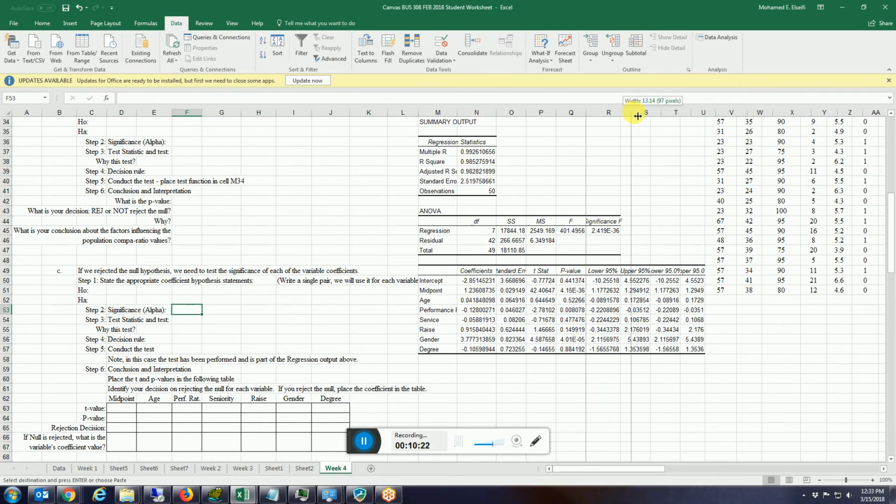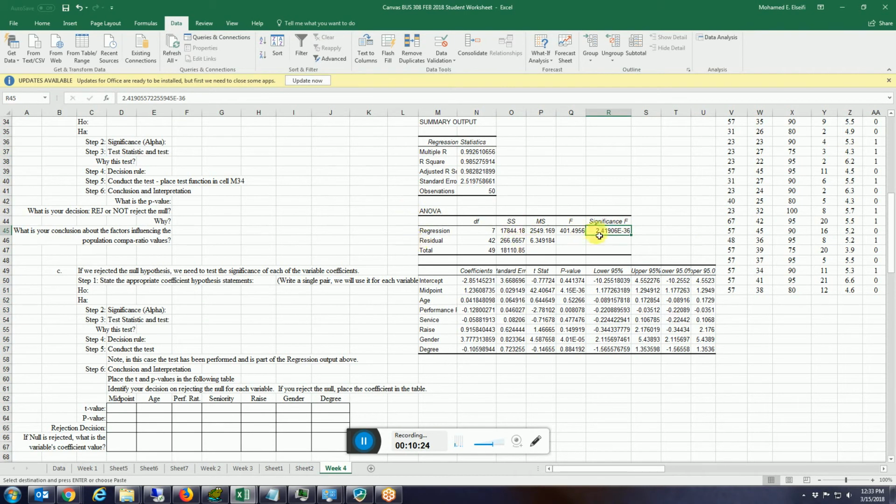Now to test this hypothesis, we're going to rely on the ANOVA part of the output right here, and this is your p-value right there. Just some of you made this mistake. Anytime you see E and then a number next to it in Excel, this means times 10 to that exponent, so that's called exponential notation. So this number right here is very, very small. This is 2.41 times 10 to the negative 36. So that's 36 zeros before the 2.41. So that's technically a 0.